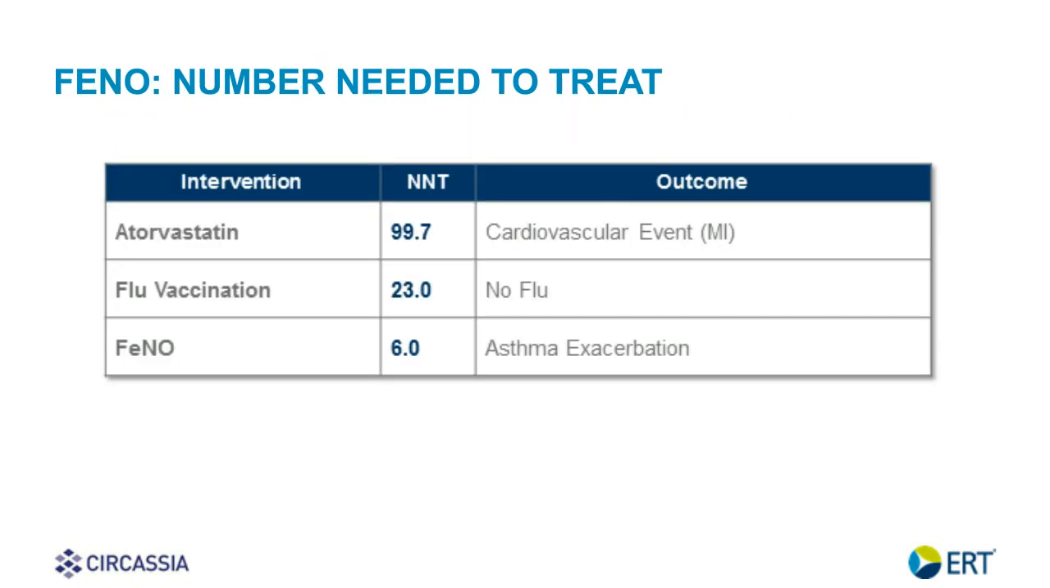Just to give you an idea of the number needed to treat, because sometimes this is a number that you're not familiar with if you're not used to using it. If you look at some other types of medications and interventions and their number needed to treat, atorvastatin, which is a statin used to treat and prevent cardiovascular events, particularly MI, has a number needed to treat of 99. For flu vaccination, meaning that you want to prevent flu, the number needed to treat is 23. And you can see from FeNO in this study, the number needed to treat was 6. So a very low, good, robust number.